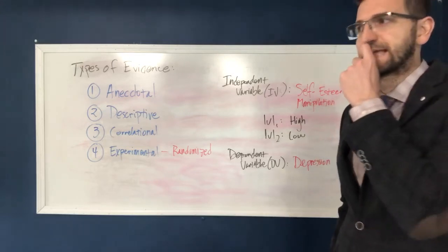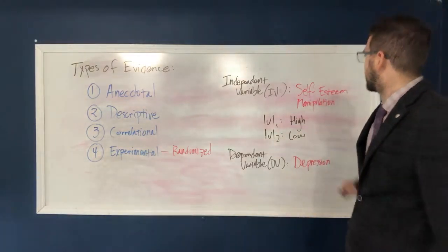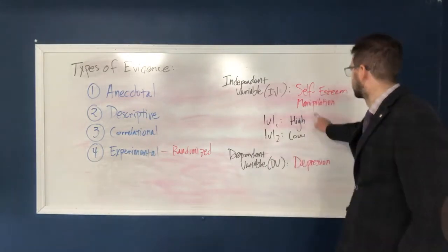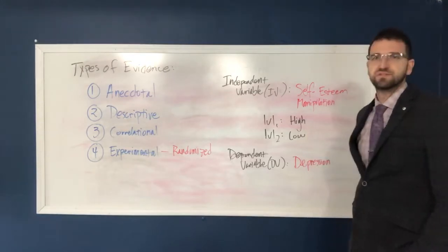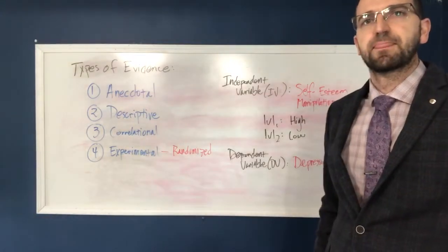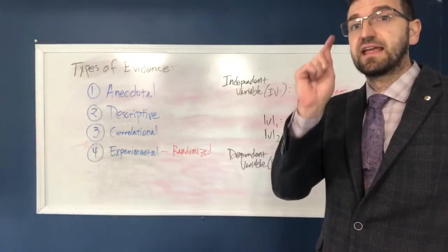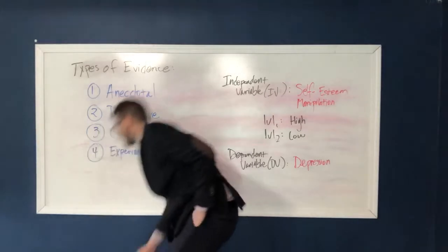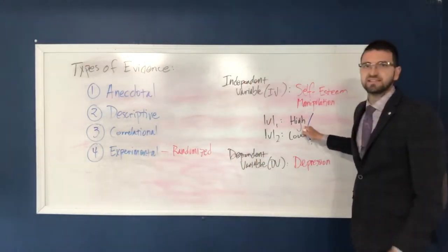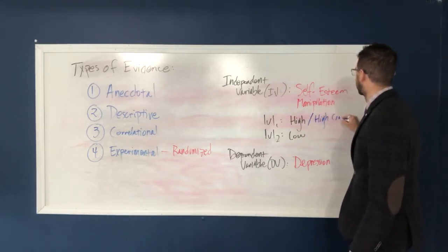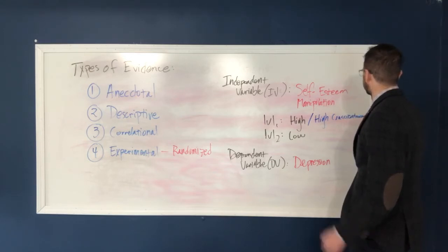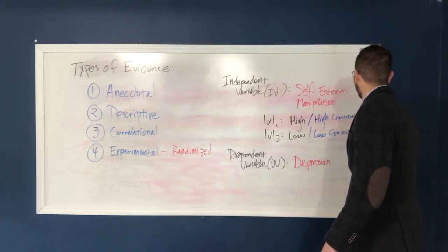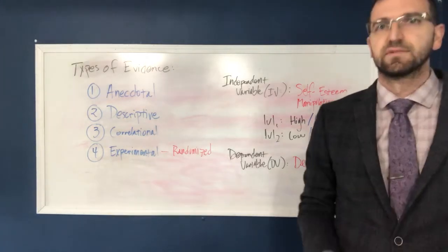So think about that. I'm gonna say it one more time, just to really drive it home. If I find that on average, those who score high in self-esteem have lower depression than those who score low in self-esteem, I will not know if it's impacted by the fact that I didn't use random selection. And now, what I've created is a situation of confound where my high self-esteem group is confounded with high conscientiousness, and my low self-esteem group is confounded with low conscientiousness. So that's the key.